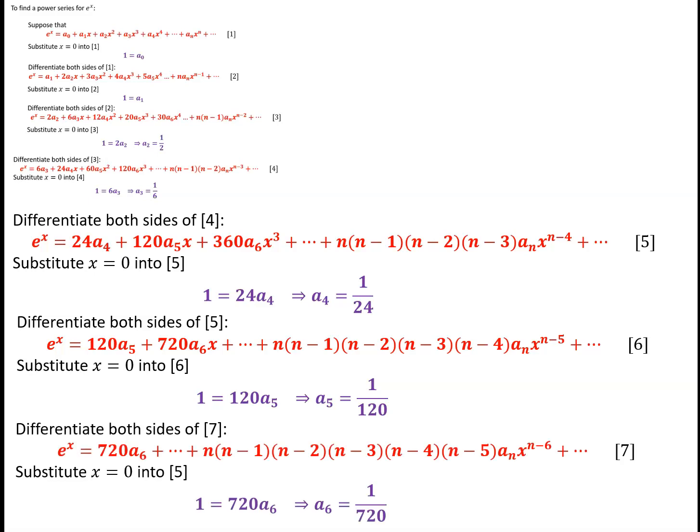And going through the process once more, differentiate both sides of equation 6. We get e^x is 720a6 plus a whole lot of other terms. Substituting x equals 0 into that, I'm going to get 1 is 720 times a6. In other words, a6 is 1/720.